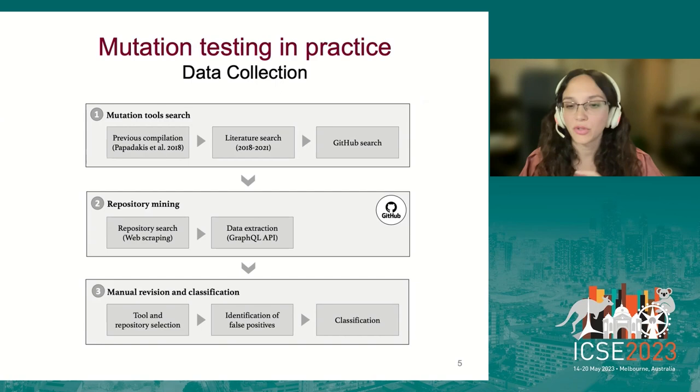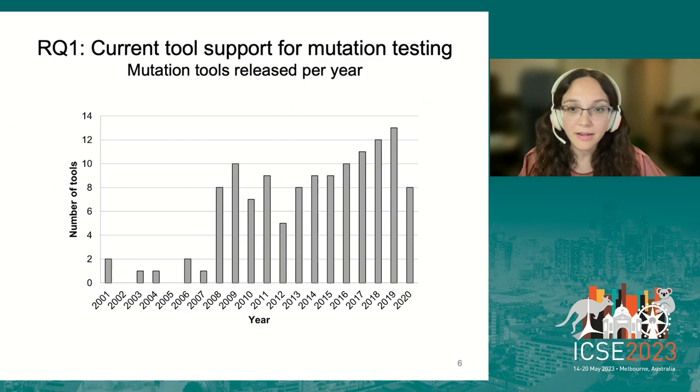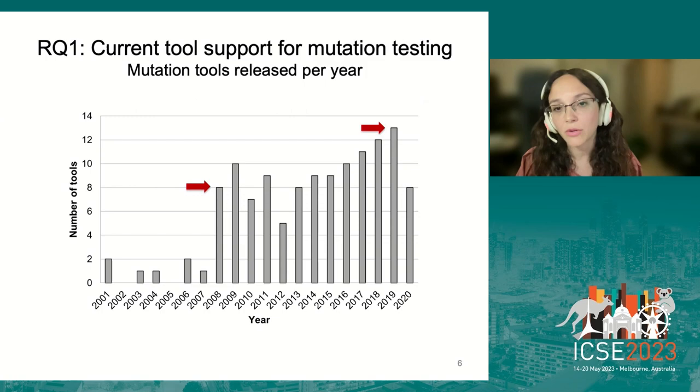Among other findings, we would like to mention that by studying research question one, we can show the number of mutation tools released per year. So the trend of creation of new mutation tools started to increase in 2008, and 2018 was the most prolific year with 3 tools released.